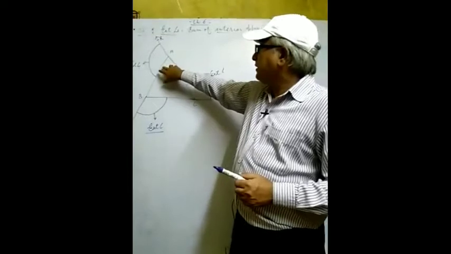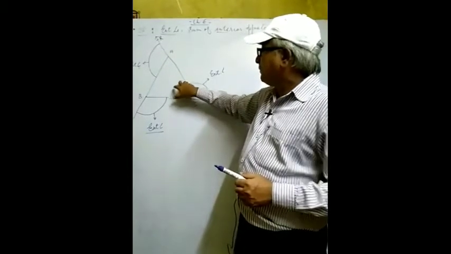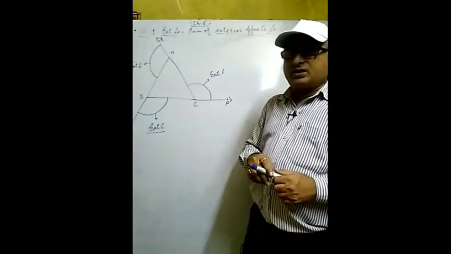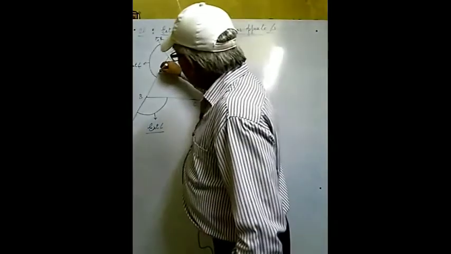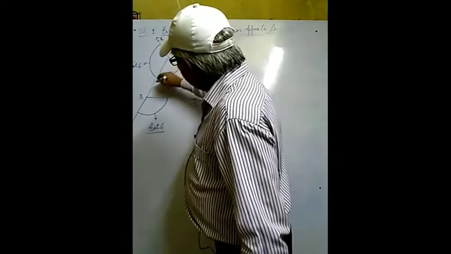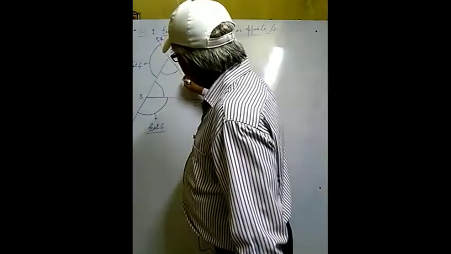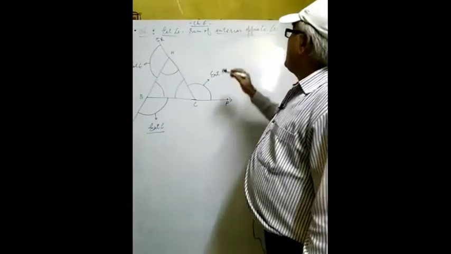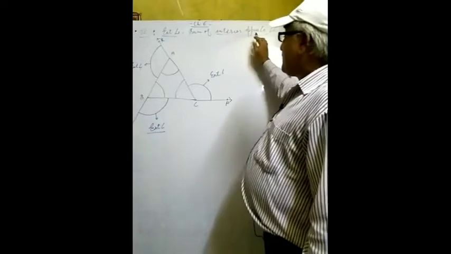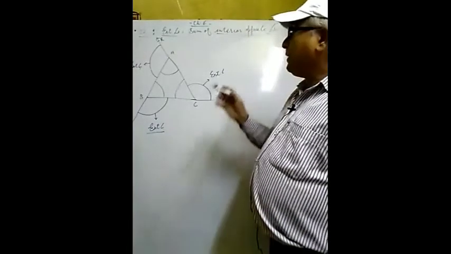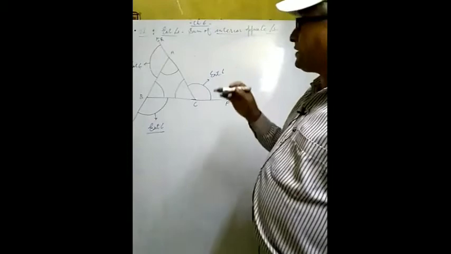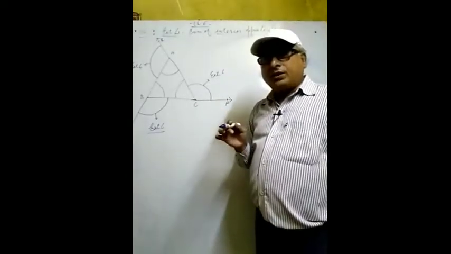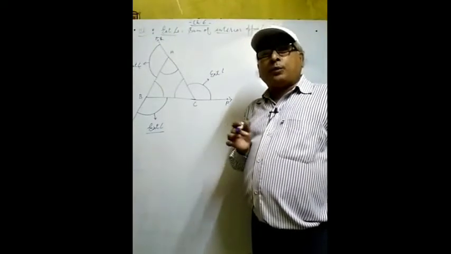And what about this angle? This one is an interior angle, this one is an interior angle, and this one is also an interior angle of triangle ABC. So these are three interior angles. Now the next concept is the interior opposite angles for any exterior angle. So how many exterior angles are there? There are three exterior angles, and each exterior angle has its interior opposite angles.